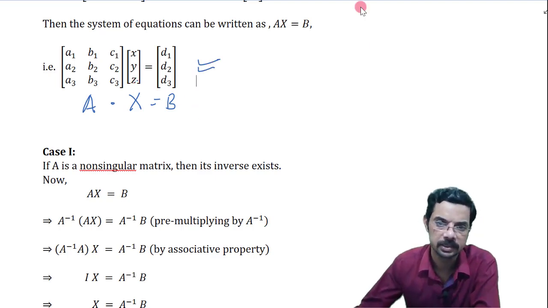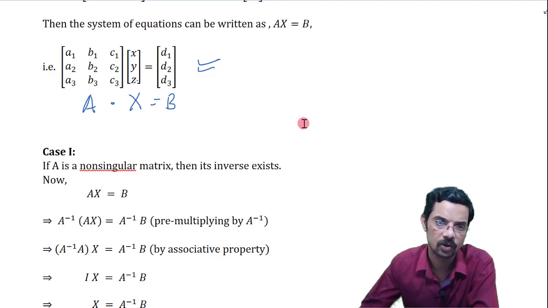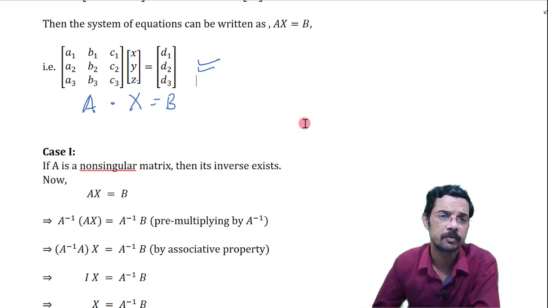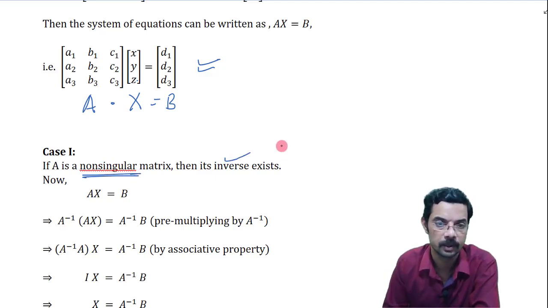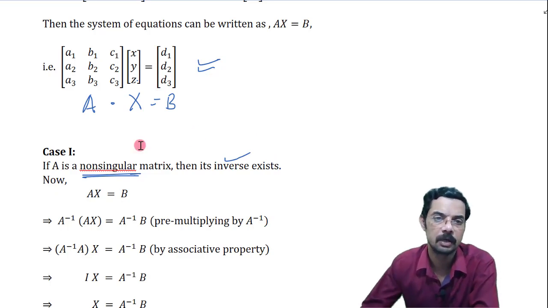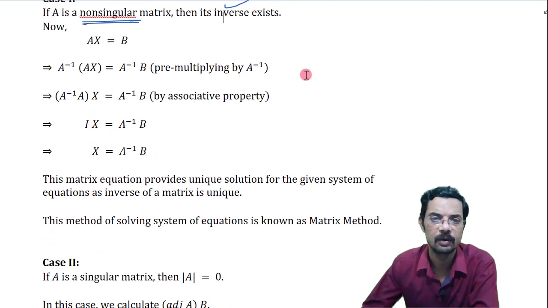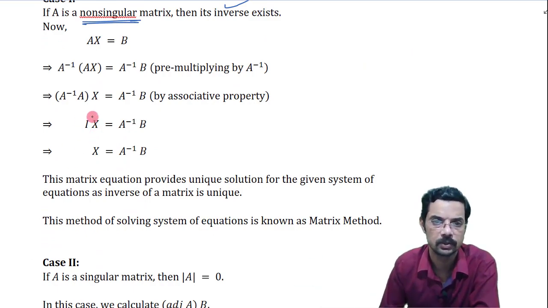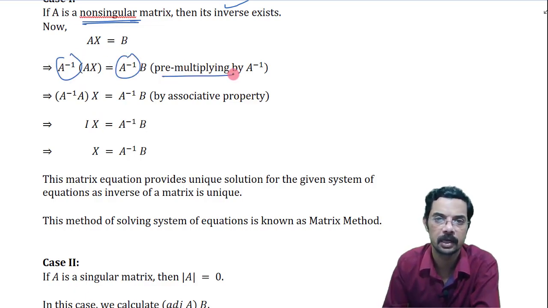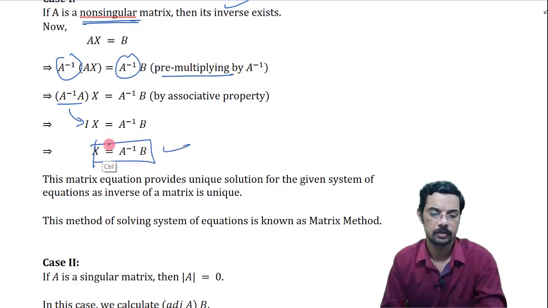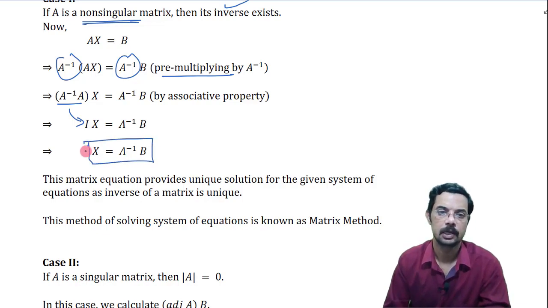Now we check whether the matrix is singular or not, that is, whether the inverse exists or not, by finding the determinant. If the matrix is non-singular, then the inverse exists, and by pre-multiplying A inverse to both sides of Ax equal to B, the left hand side becomes I, and A inverse into B is left behind on the right hand side. So x equal to A inverse into B. This expression is what we need.